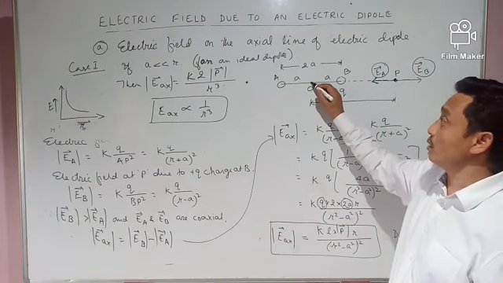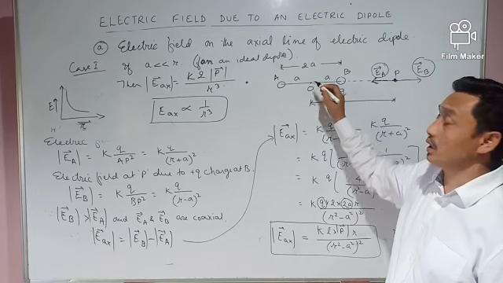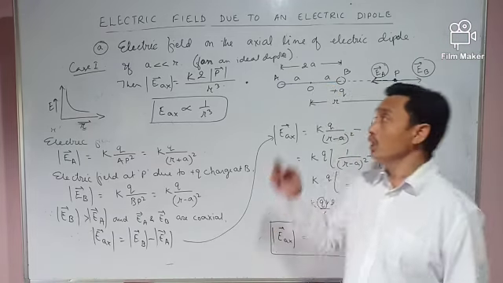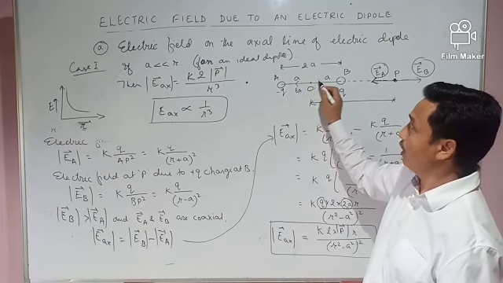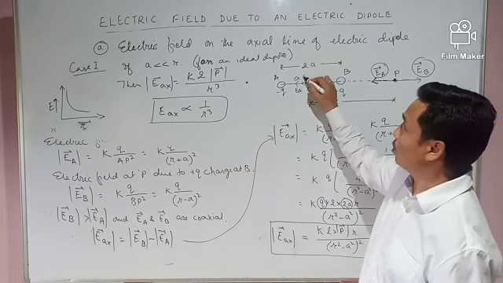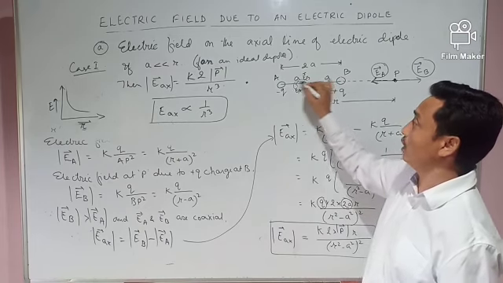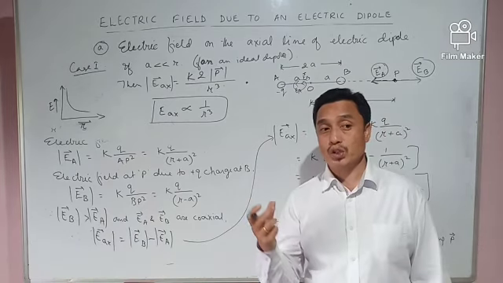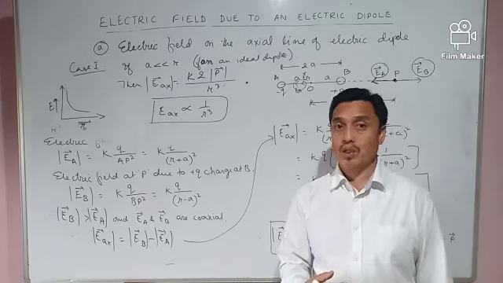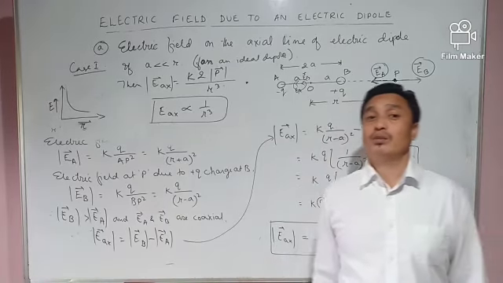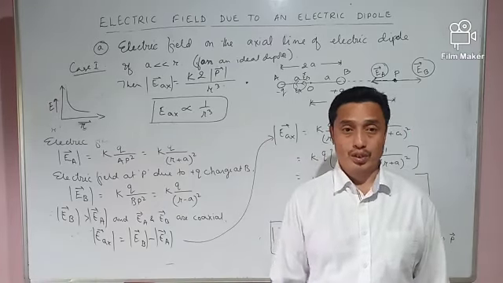Another case: if you take a point in the middle between them, then the electric fields will be in the same direction. So it is the minus Q charge's electric field EA, and this is EB also in the same direction. So here the electric field can never be zero because they are not subtracted, they are added. So the electric field on the axial line of an electric dipole can never be zero.